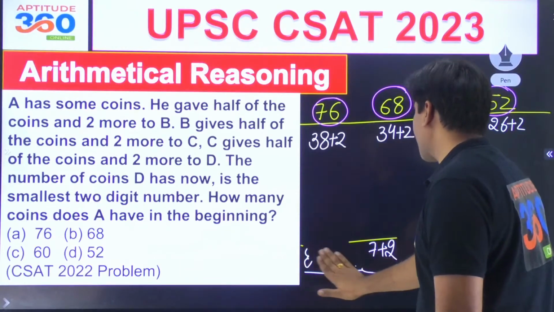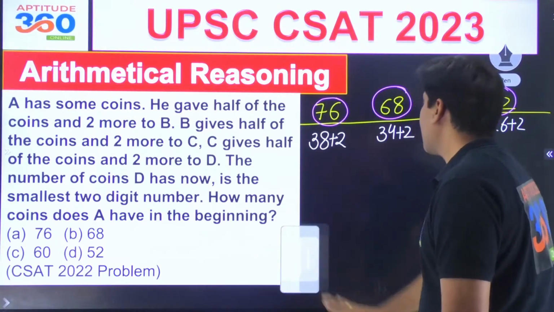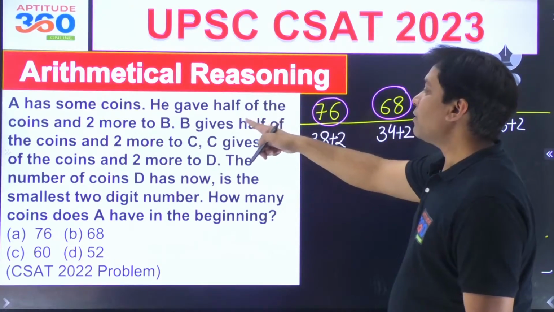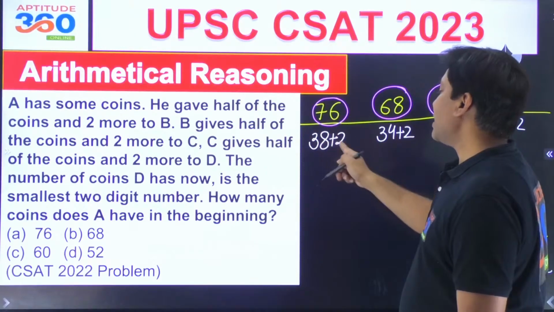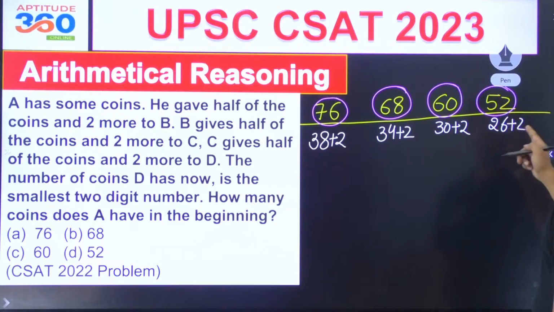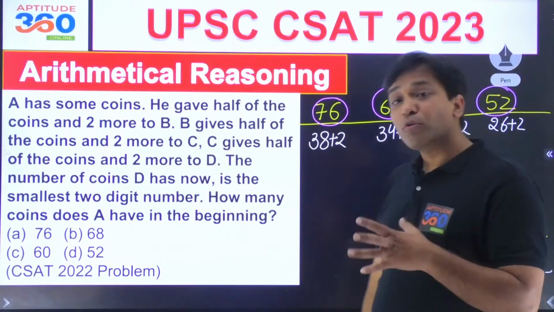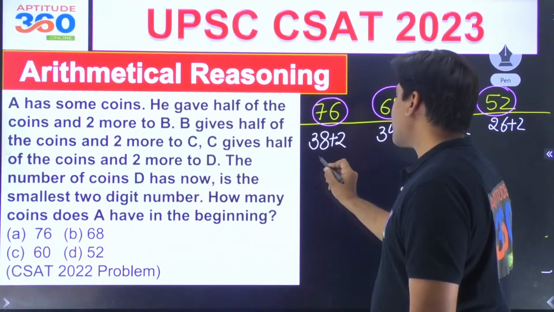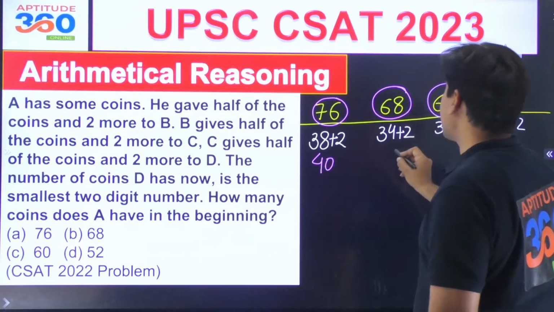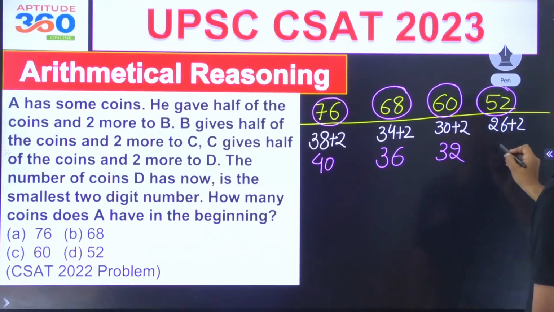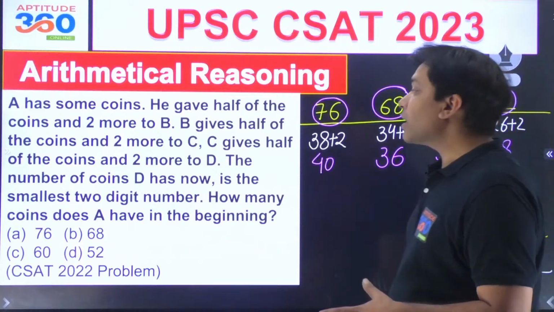Isn't it? So in this case, A gives half of the coins and 2 more to B. So 38 plus 2, and then half of this value plus 2, half of this value plus 2, and half of this value plus 2. So these are going to be the number of coins that B will be having, isn't it? So B is going to be having how many coins? B is going to be having 40 coins in this case, and then 36 coins, and 32 coins, and then 28 coins. So these are the coins that are there with B.